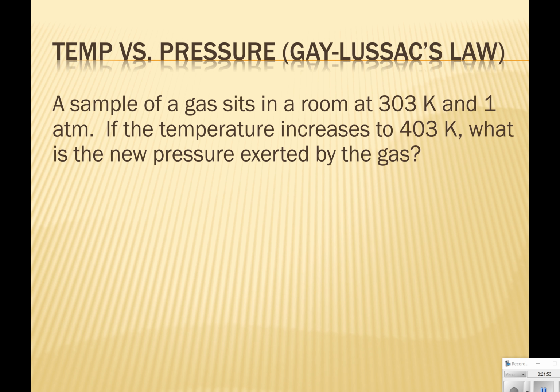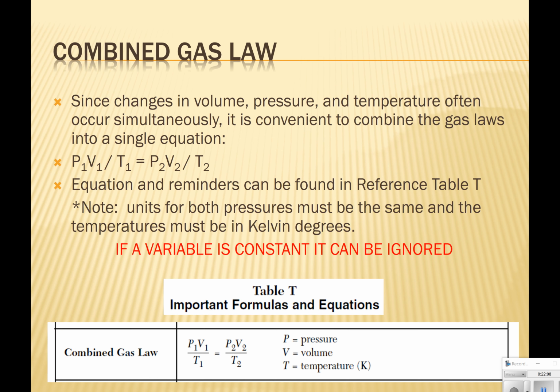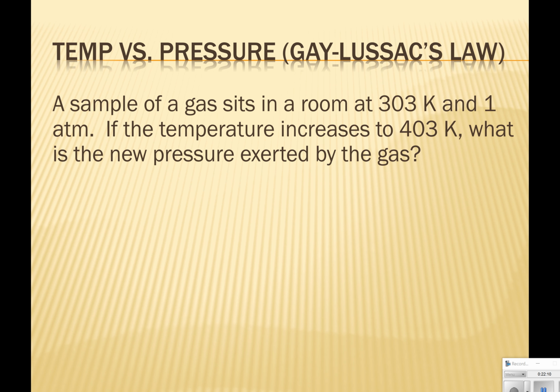Now we'll take a look at a couple examples of Gay-Lussac's law. First one, we have a sample of gas that sits in a room at 303 Kelvin and 1 atmosphere. If we increase the temperature to 403 Kelvin, what is the new pressure exerted by the gas? So first, we want to take a look at, well, we're dealing with a gas and temperatures. We have pressure as well. Well, this is going to be a gas law problem.